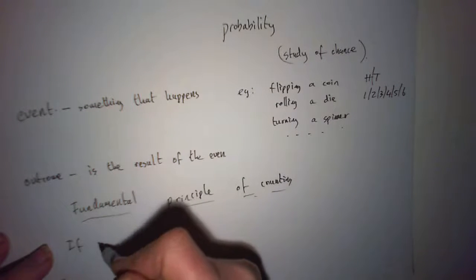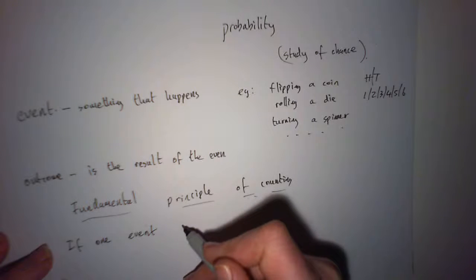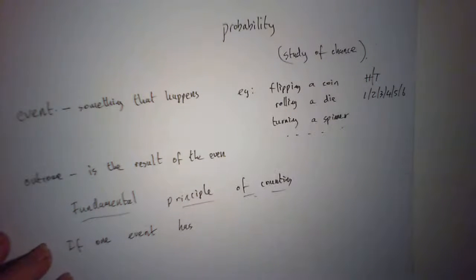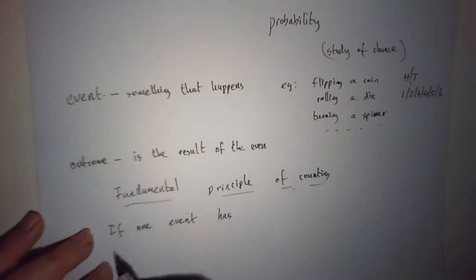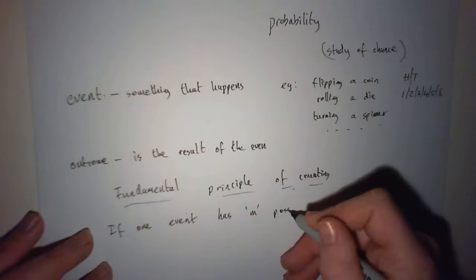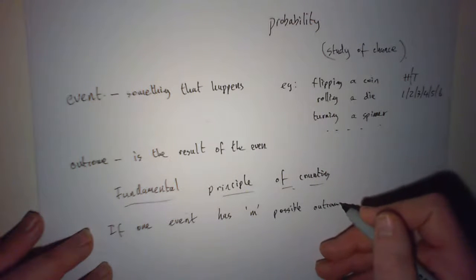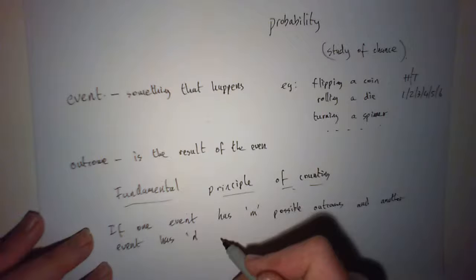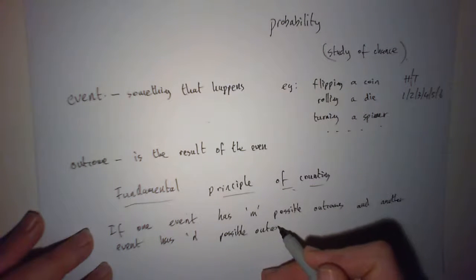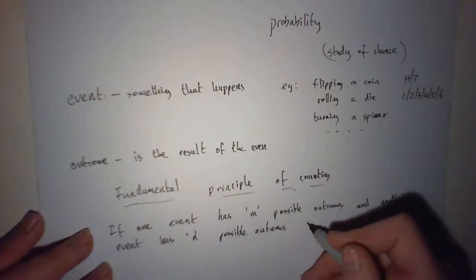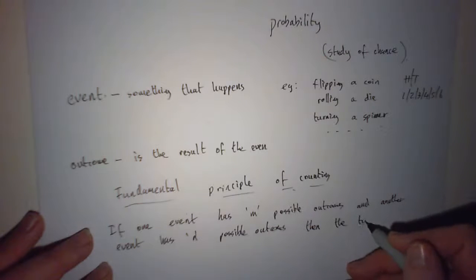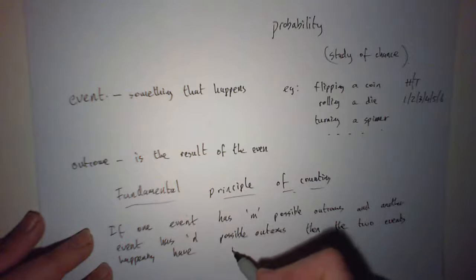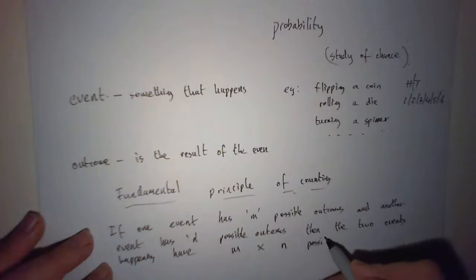Okay, if one event has m possible outcomes, and another event has n possible outcomes, then the 2 events happening have m multiplied by n possible outcomes. I'm going to use a general version, and then I'm going to make an example just to show you.